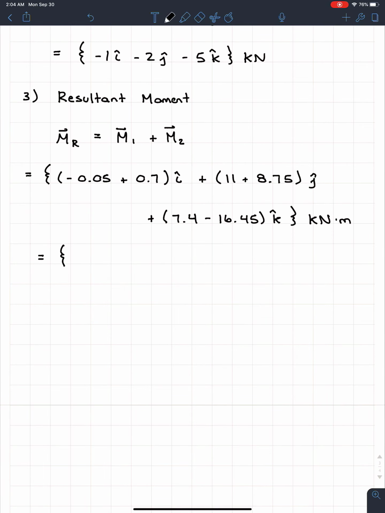So we know that after adding them, it's going to be 0.65 in the I direction plus 19.75 in the J direction. And then we ended off with minus 9.05, and that is in the K direction. Ta-da! Units, it's a moment, so kilonewtons times the distance, which is meters. So kilonewton meters.